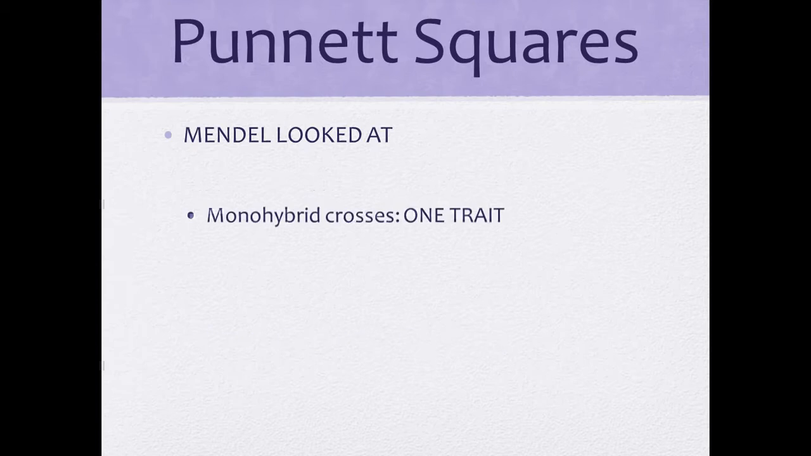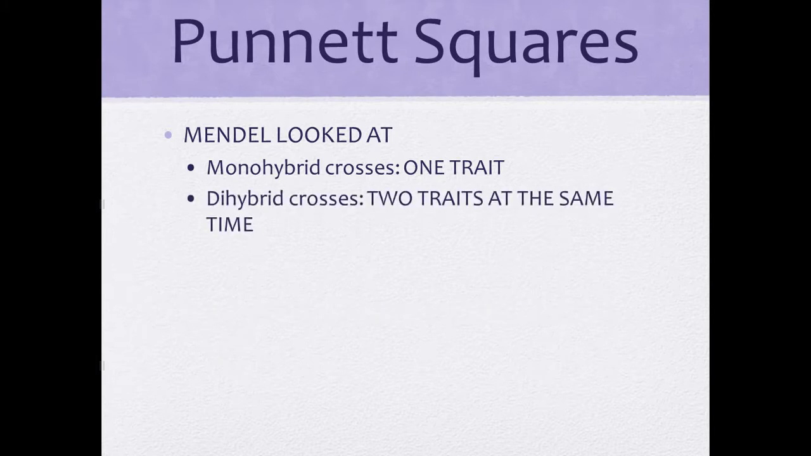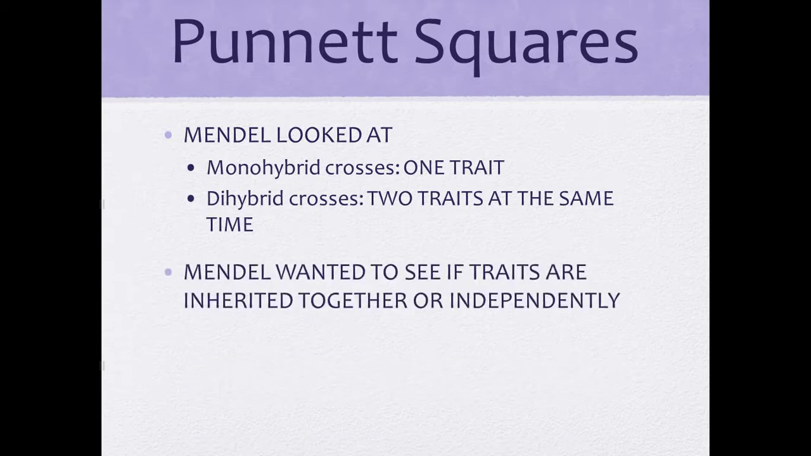Let's remember that Mendel looked at monohybrid crosses, which means in the pea plants he was studying, he only looked at one trait at a time. Dihybrid crosses are two traits at the same time. And Mendel wanted to see if traits are inherited together or independently.